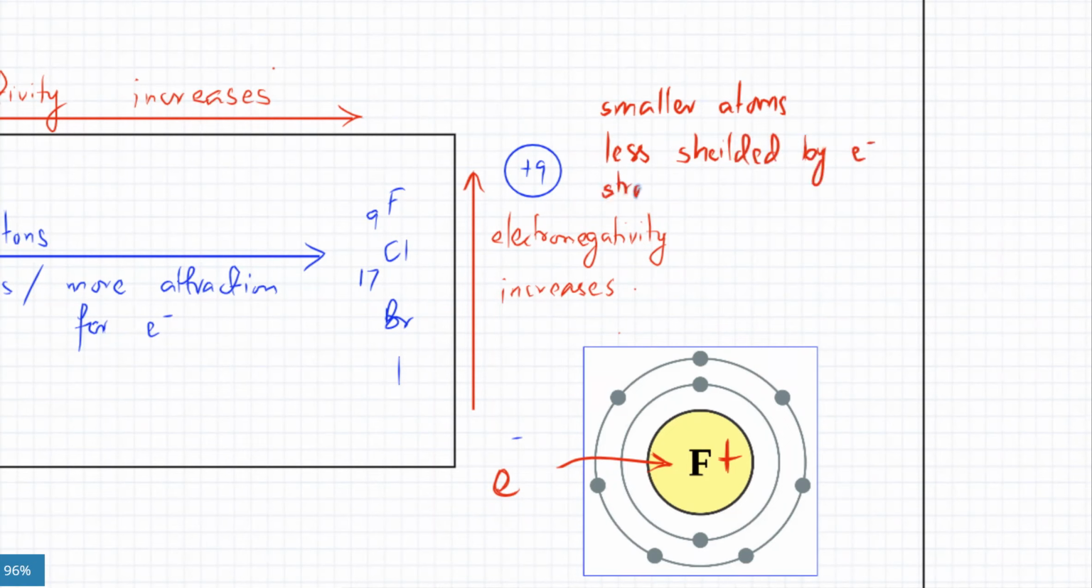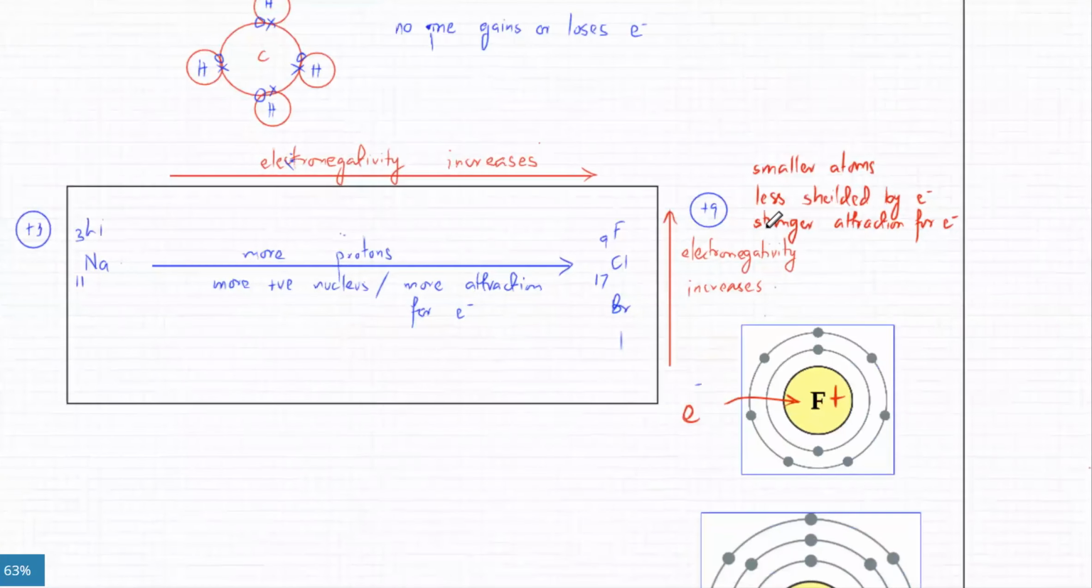So there's going to be stronger attraction for electrons. So two factors are present, which is why the elements in this corner over here, this is your electronegative corner. This is the one where elements really like to gain electrons.